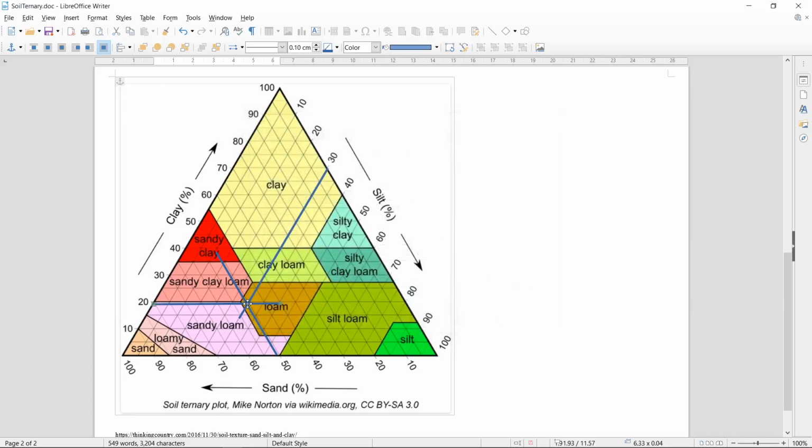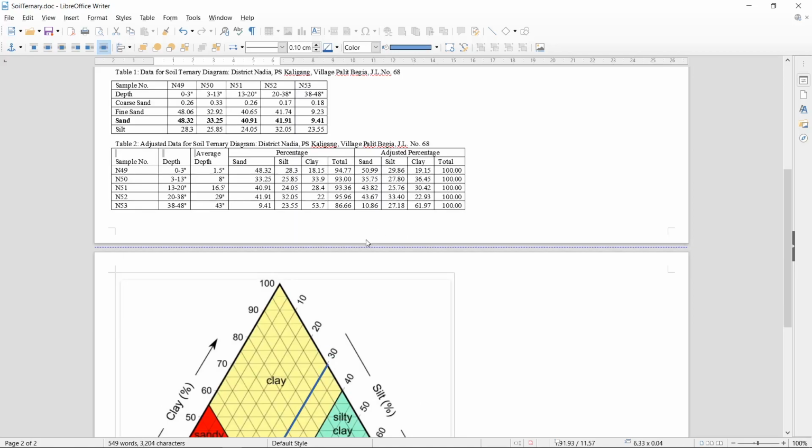Now this intersection of these three lines indicates very clearly that this soil sample predominantly lies in which textural class? The loam textural class. So it's a loamy soil, an ideal distribution of sand, silt and clay. Now let us see the next.